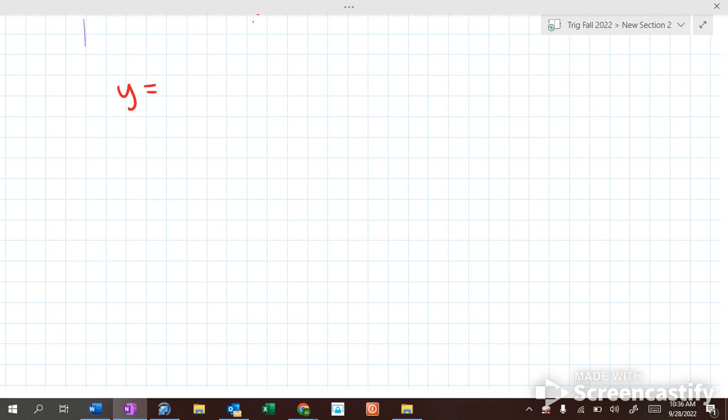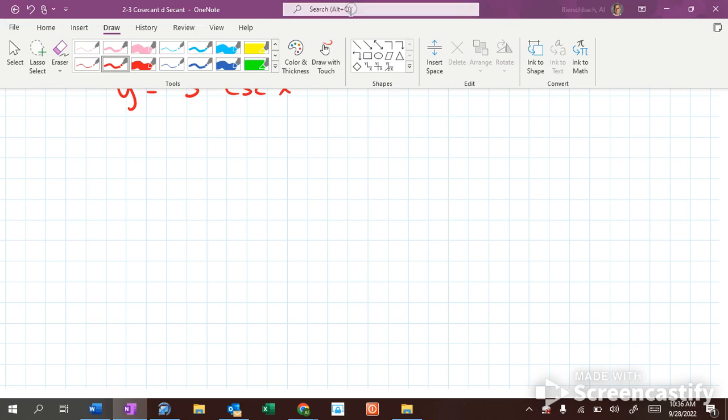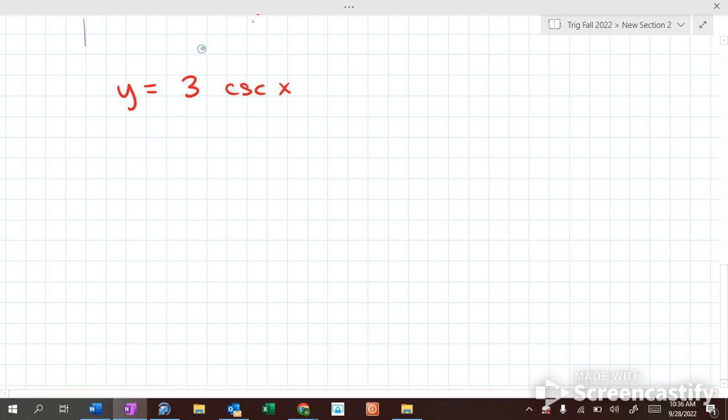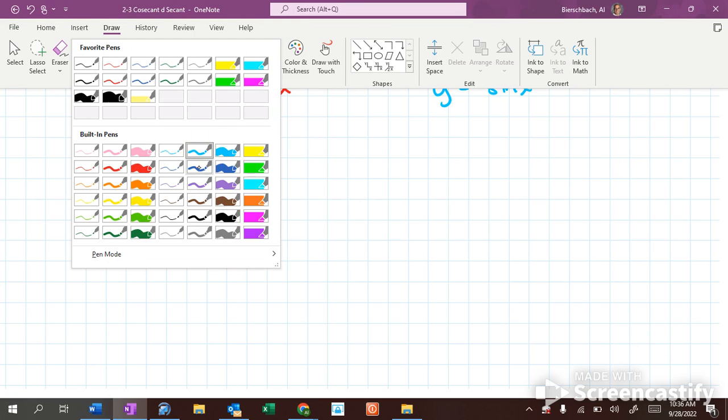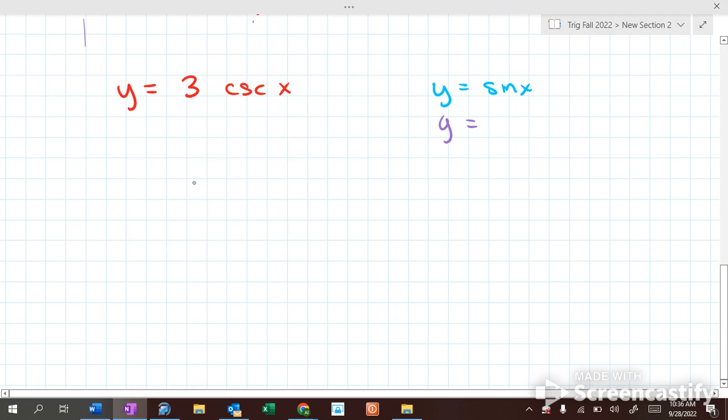Okay, so let's graph here now. Y equals 3 cosecant of x. Now, what's my original function? And you'll say, well, cosecant is. Well, actually, the original function of a cosecant is sine. So I'm first going to graph y equals sine of x. Then, before I graph the cosecant, I'm going to graph y equals 3 sine of x.